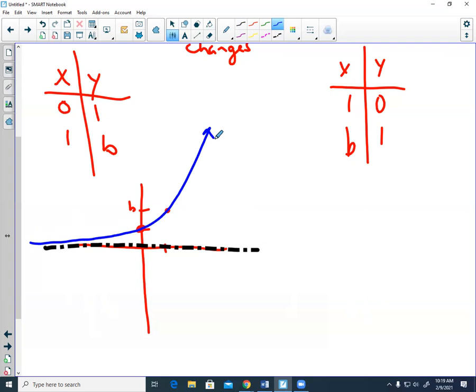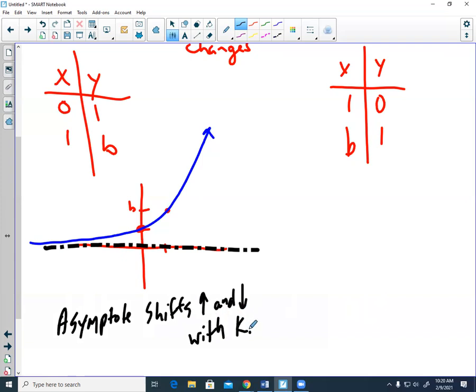Right? So the only time you have to worry about the asymptote, and I'm going to put this little note down here, is that the asymptote shifts up and down with k. Hopefully that makes sense. The asymptote will shift up and down with whatever the k value is. So if I'm shifting the entire graph up 2 units, the asymptote will shift up 2 units. Okay? That's the only thing that should affect it.